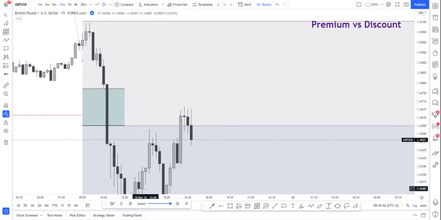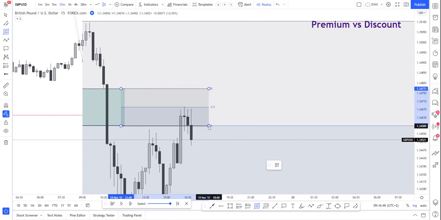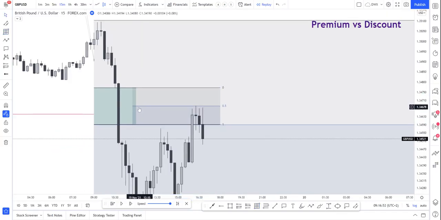And then you can also see that we take the 50% of it. Look at that. So the rule of thumb is on GU, we would love to see 50% of the valid, refined imbalance being tapped. So you see how we refine the imbalance, and then we get that perfect reaction over there.